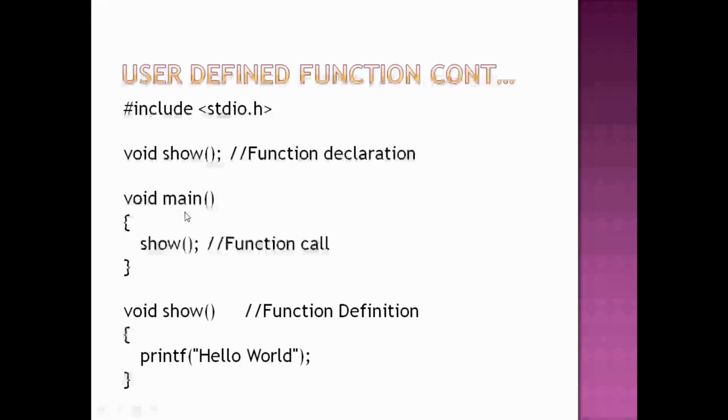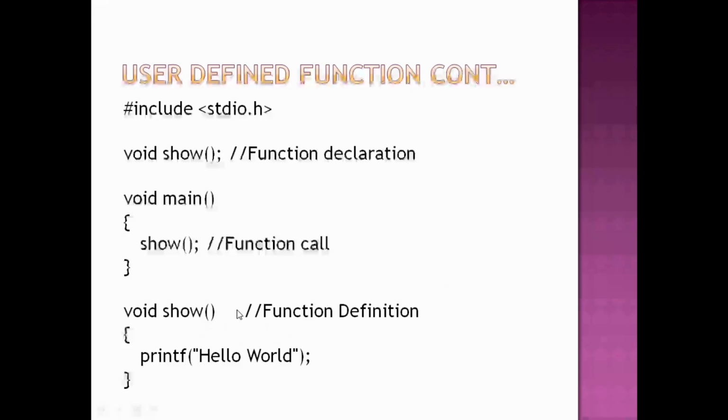Then in the main function, execution will start from the main function, and in the main function I simply call that function show. Clear? So this is called a function call. So how to call any particular function? Just write its name, and then you will be able to call that function. When this line is executed, the execution will go directly over here, void show. Now in void show, I have implemented the body of the function. How this function will perform the task, that part I have implemented over here. So this is called a function definition or function implementation.